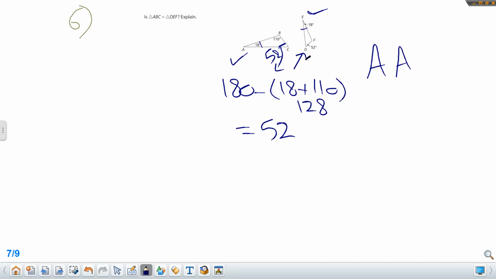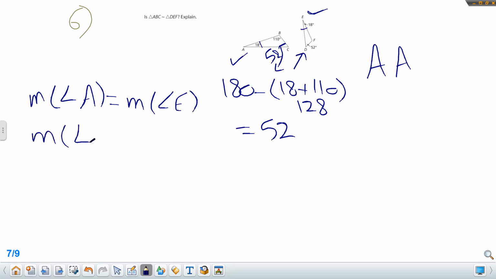Then we can say measure angle A equals measure angle E and measure angle C equals measure angle D, because both of them are of measure 52. Okay, you have sufficient conditions to prove that two triangles are similar. So now we can say yes, they are similar.